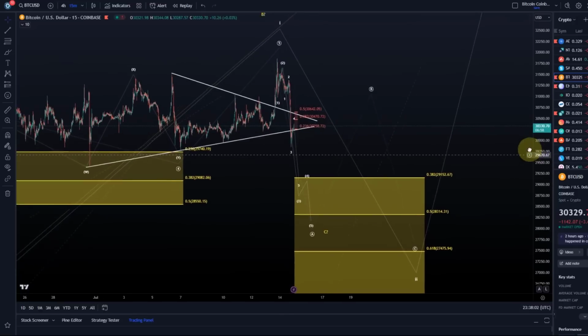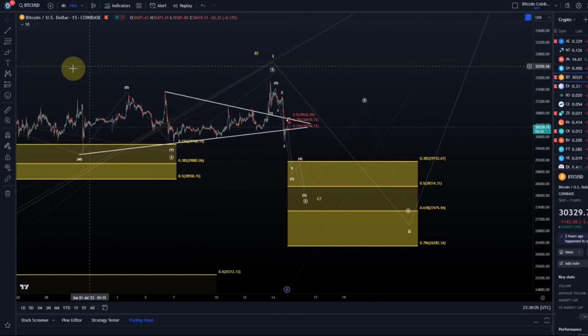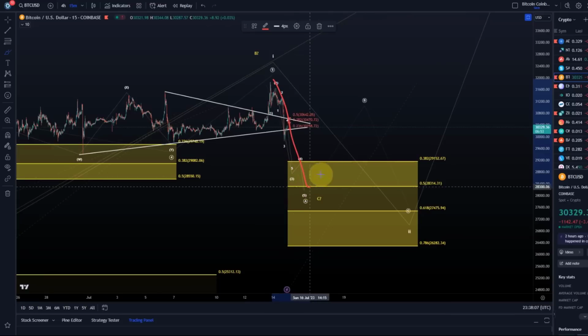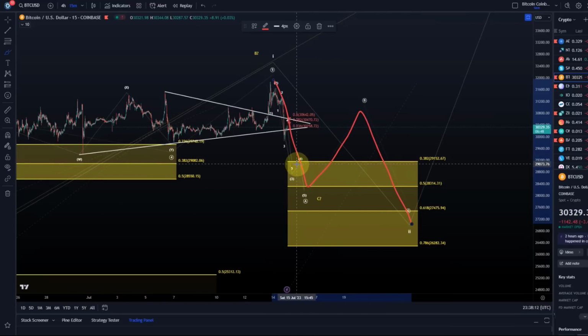In the primary scenario, we should head into this support area in a larger ABC structure: A wave, B wave, C wave. The A wave should land at least at 29,152. So certainly the idea would be that this A wave comes down into the region between 29,152 and 28,314, between the 38.2 fib level and the 50% fib level. Then we should get a B wave bounce and a C wave to the downside in the wave 2. Then we can take off in the third wave. The condition is that we do not break below the 78.6 fib retracement.